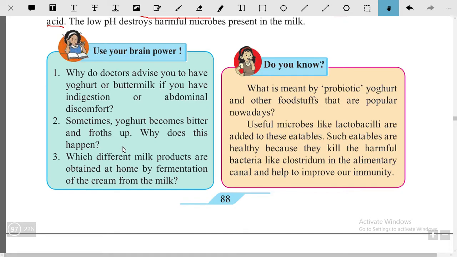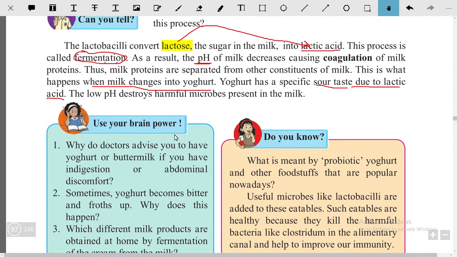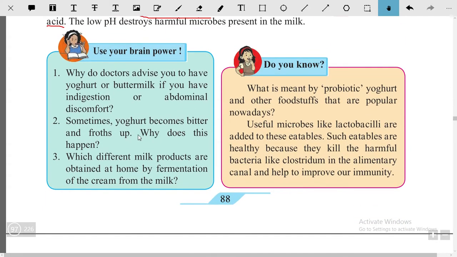The lactic acid becomes, or other different types of microorganisms are formed in the yogurt, that is, clostridium is formed in the yogurt. Due to this harmful bacteria, the yogurt becomes bitter and frothy.